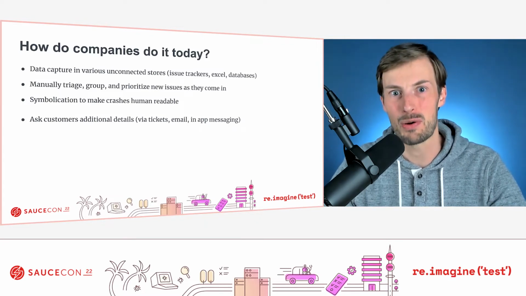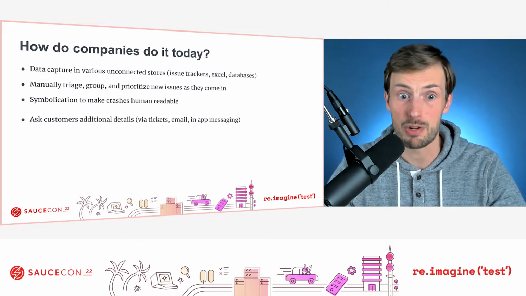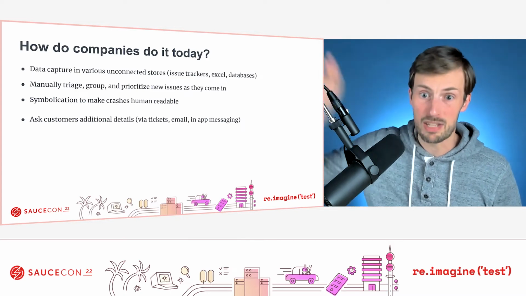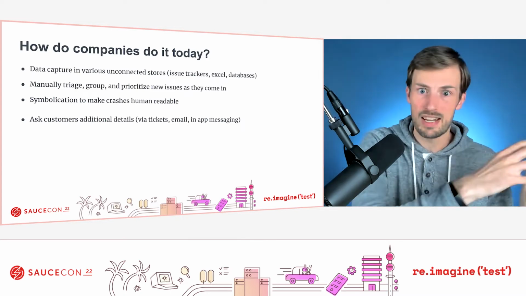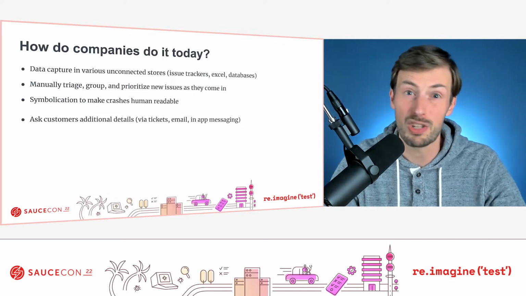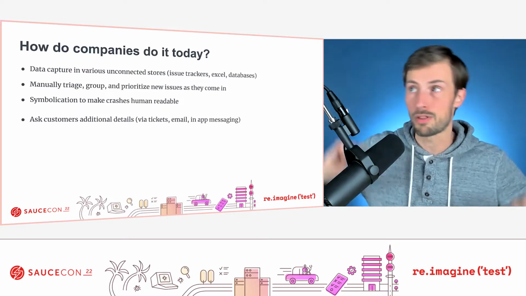We're curious how you guys do it today, but we generally see that there's some kind of data capture in unconnected stores. There's an issue tracker over there. Bob has an Excel spreadsheet. There's maybe a database in some kind of tool where you're collecting certain information, like maybe your app store hangs and stuff like that. You've got your iOS over there, your Android over here.